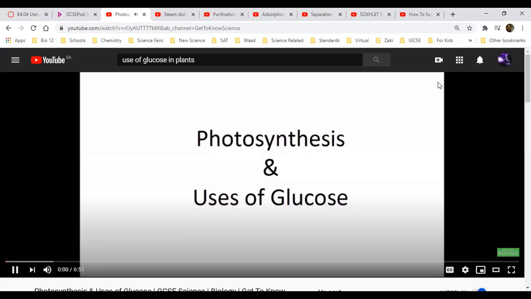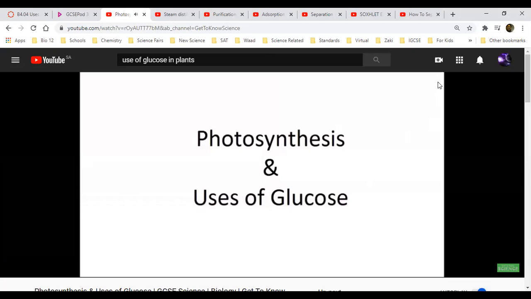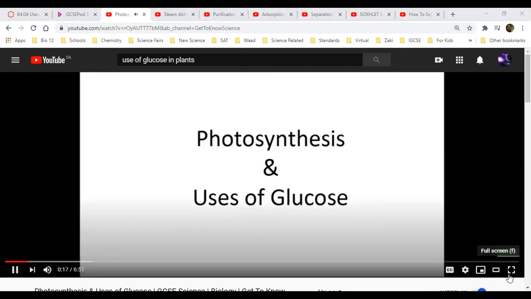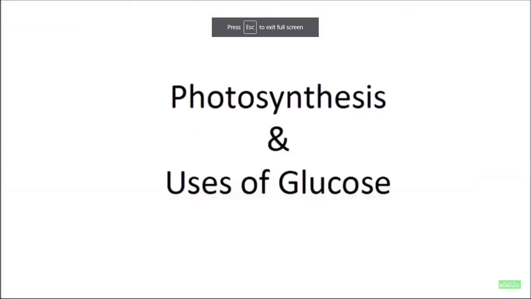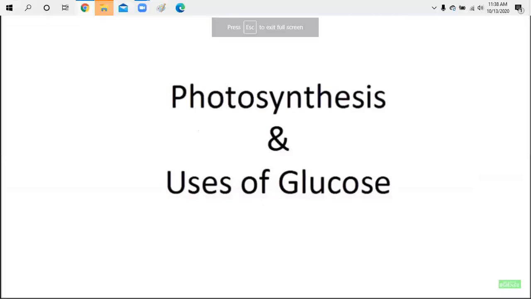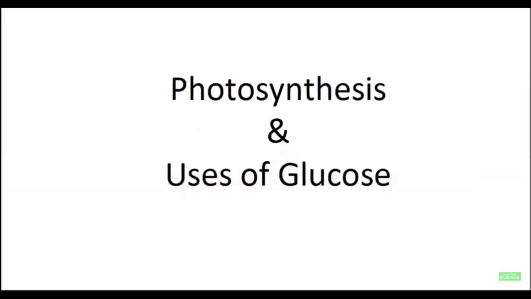Hello and welcome to this video by Get to Know Science. This video is about photosynthesis and how glucose is used in plants. So like all living things, plants need food, and food gives them the energy for growth, reproduction, respiration and other things. But plants don't have mouths to eat with, but what they do have is a way to make their own food, and it's called photosynthesis.